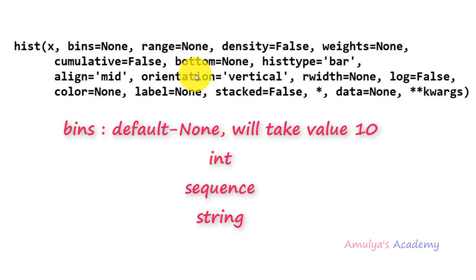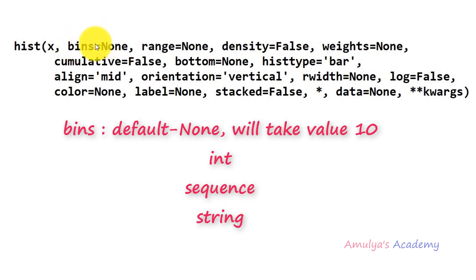Next, the parameter is bins. The default value is None, which means it will take the value as 10. You can take bins as an integer value, a sequence, or a string value. The default value is 10. So here bins is nothing but the interval. As I said, first we need to take the input, next find out its range, then divide that range into different intervals, right? That is done by this parameter. Bins is nothing but the interval here.